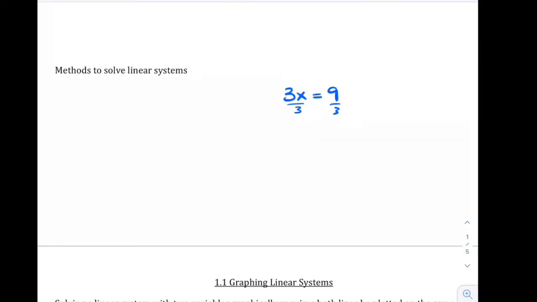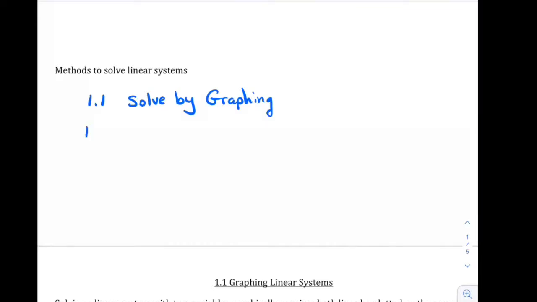And we have three ways that we can do that. So each of our sections in our chapter 1 is going to go through a different way. So the first way, 1.1, is solve by graphing. You can imagine what that means. We're going to graph the two linear equations. We're going to look at 1.2, which is solve by substitution. And 1.4, which is solving by elimination.